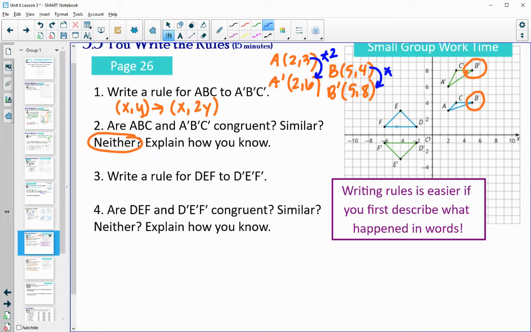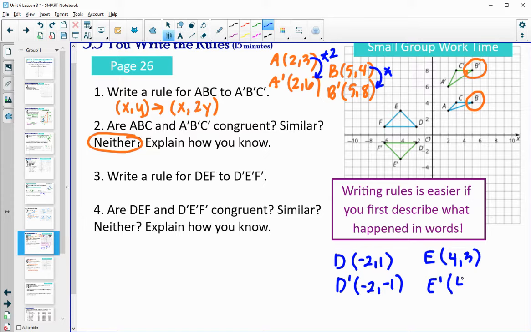Then let's write a rule for DEF. So again, it looks like it's flipping over. Okay, so it looks like it's kind of reflecting over the x-axis. So maybe you remember what that rule is. Maybe you want to write out the points. So D is the point -2, 1. D prime is the point -2, -1. E is the point 4, 3. E prime is 4, -3.